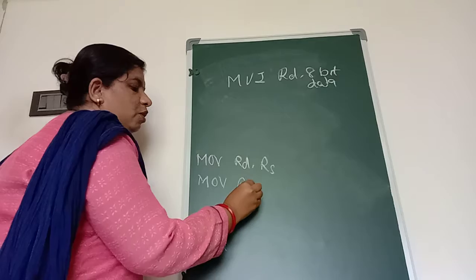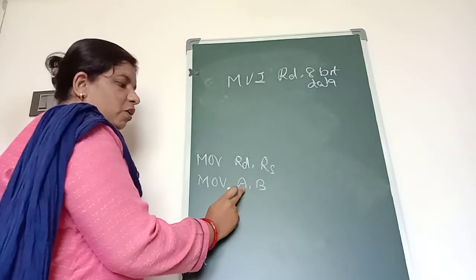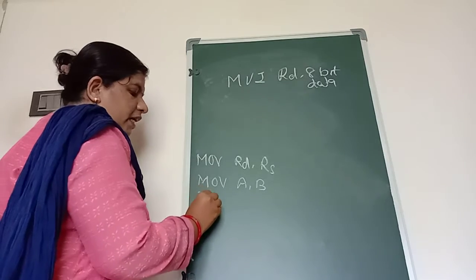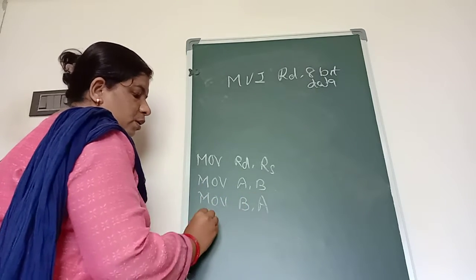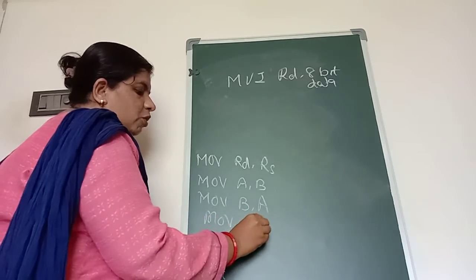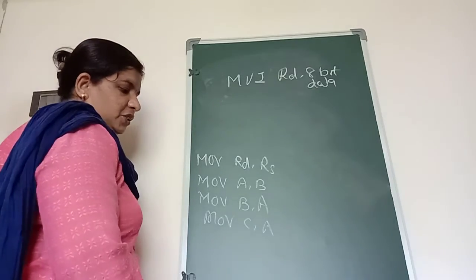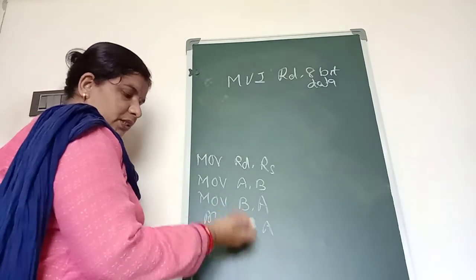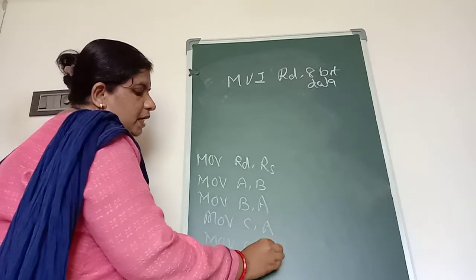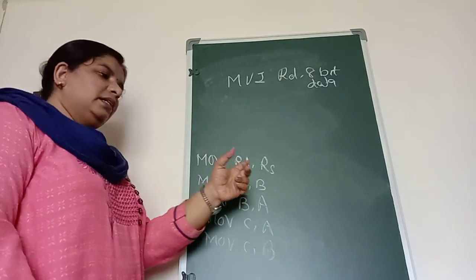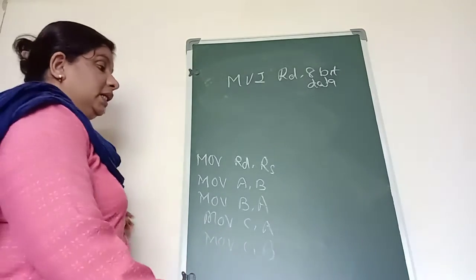like move A comma B. So the function of this instruction will be what? The contents of B will be copied to A. Similarly, we can generate another instruction like move B comma A, move C comma A. So with A as a source register we can form many instructions. With B as a source register we can form many instructions like move C comma B and so on. So with this standard format it is possible for us to generate multiple instructions.